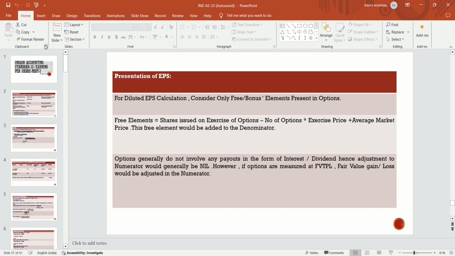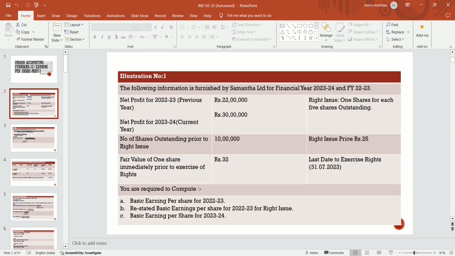Firstly, we will discuss the concept related to right issue. Right issue is like a bonus issue. In bonus issue, the existing shareholder will get the shares without any payment. But in right issue, the entity offers shares to the existing shareholder at a discounted price. Suppose the fair value of the share is 100, but in case of right issue you will get it at 25 only. This benefit is only available to the existing shareholder at a discounted price.